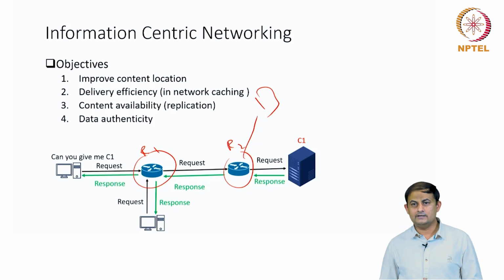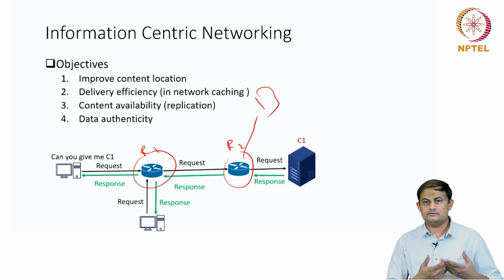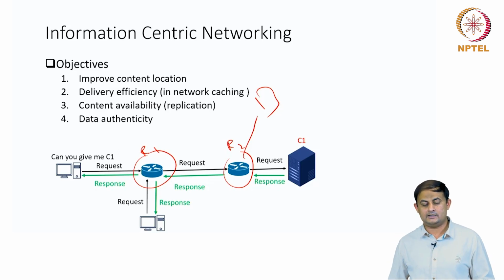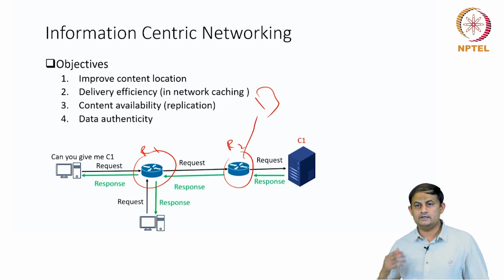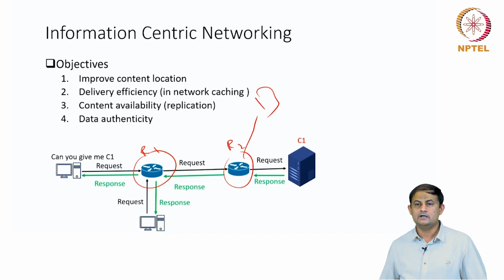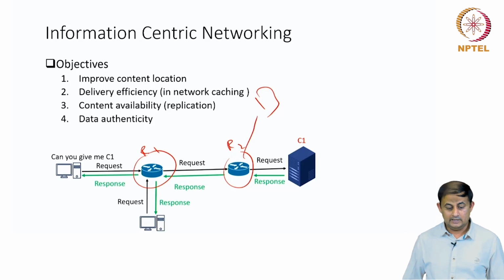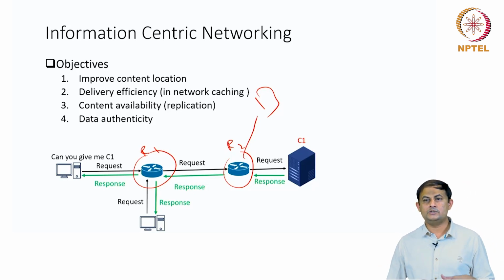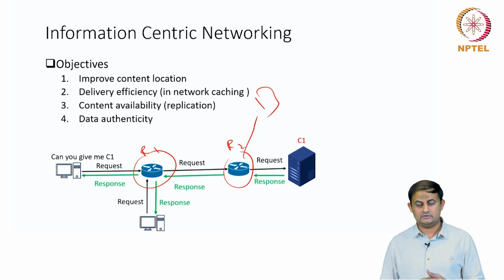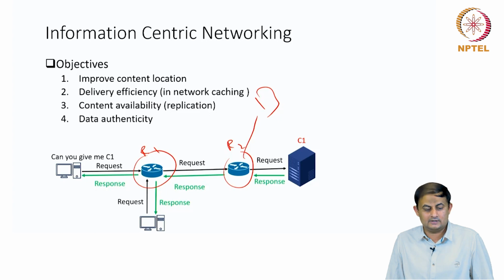And the second thing is, since we keep a copy closer to the client which is actually consuming that content, this brings delivery efficiency. In the previous scenarios we discussed, many times the same content is being transmitted over the network, which brings redundant data transmission. That is actually avoided. I want to achieve a zero redundancy transmission, at least idealistically. That is the second objective of such an information centric network.